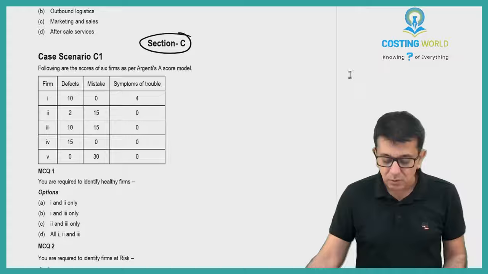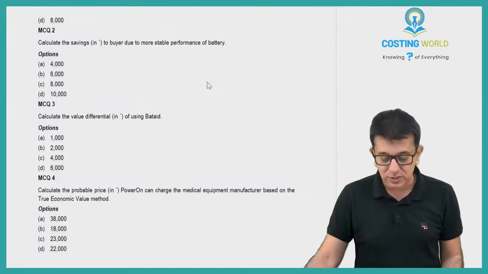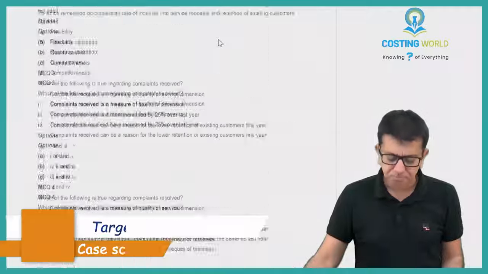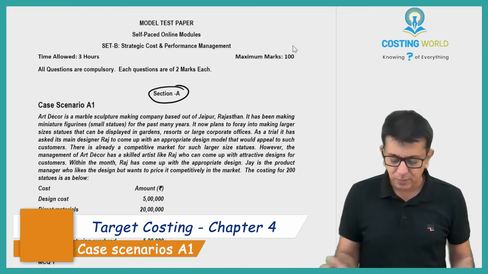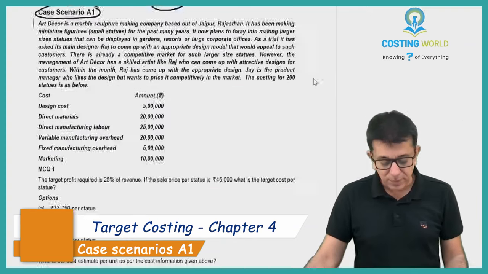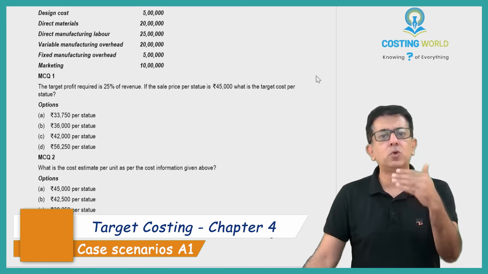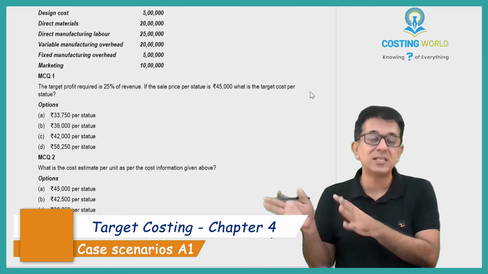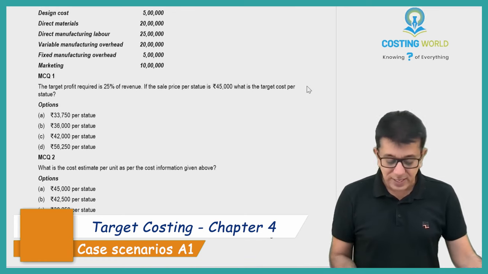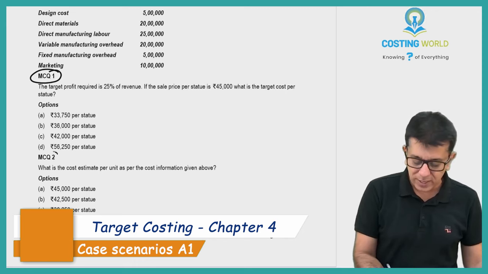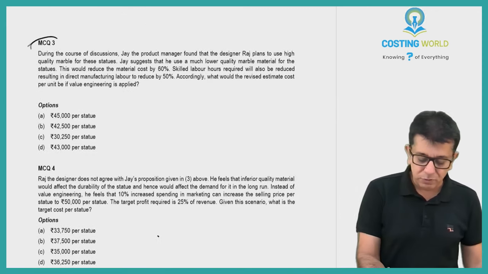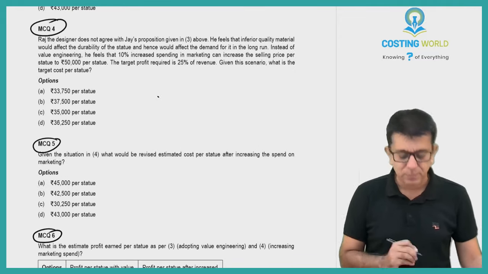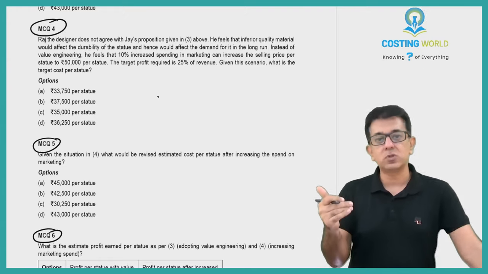So for section A, you have case scenario number A1 over here, that is the starting point. Then you will have case scenario number A2, A3, A4, B1, B2, B3, B4, C1, C2, C3, C4. So in all, there are 12 case studies. Example, if this is case study number A1, you have MCQ number 1, MCQ number 2, MCQ number 3, MCQ number 4, then MCQ number 5, and lastly, MCQ number 6. So there are 6 MCQs for the case studies.